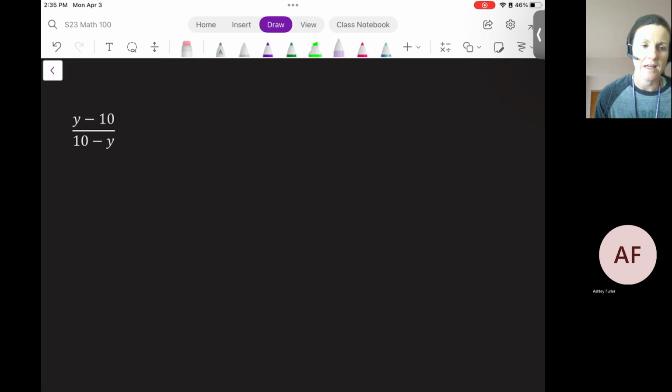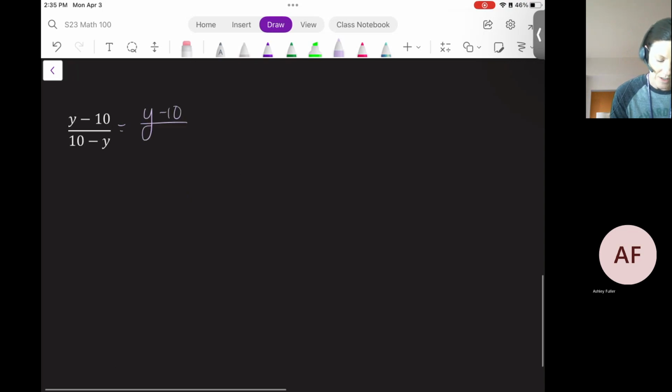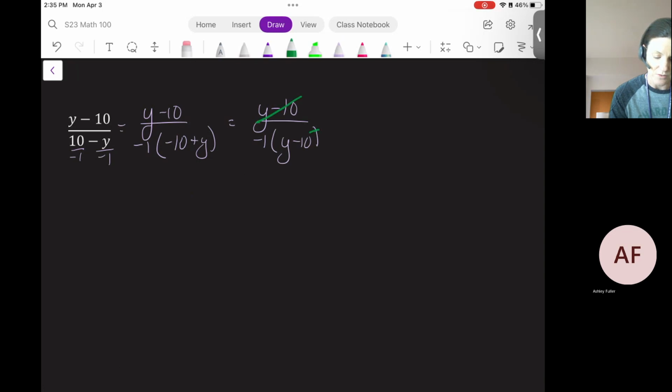This last one I want to look at, notice they look similar, but things are out of order. This is a common pattern that you should look for. And what can happen is if I factor out a -1 from the bottom, notice then I can divide both of these terms by a -1, leaving me with -10 plus y, which I can then rewrite y minus 10 over -1 times y minus 10. And now these terms do cancel, and I end up with 1 over -1, or simply a -1.